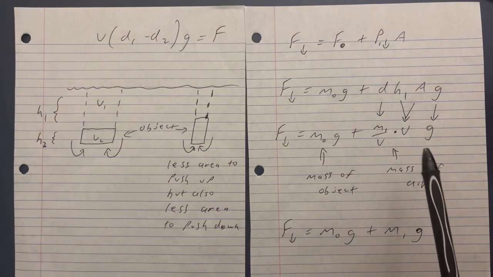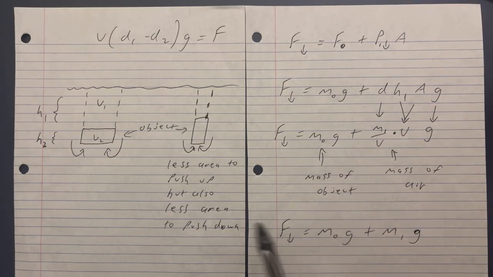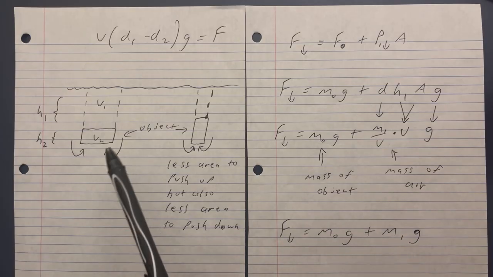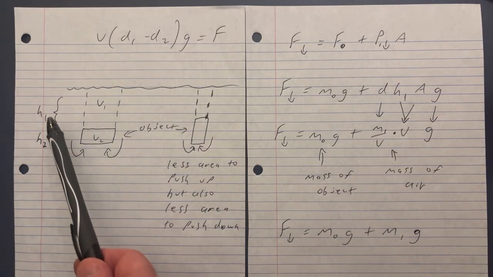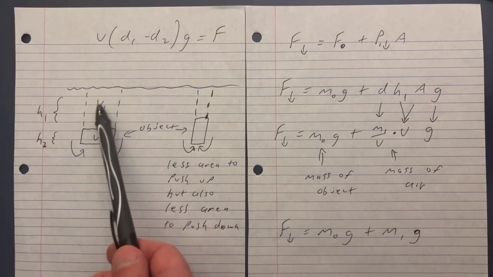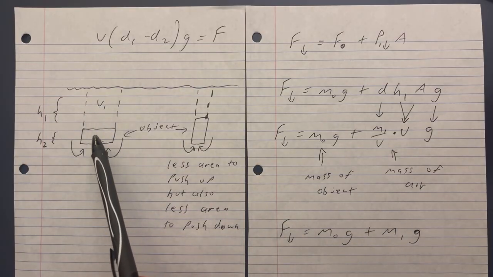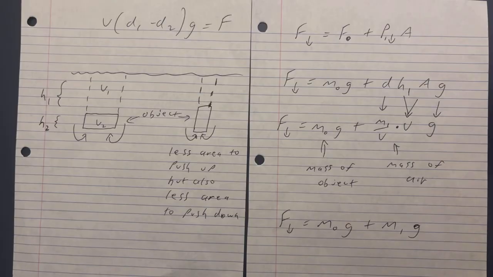Go through the algebra right here, and we end up with the force pushing down equals the mass of the object times gravity, plus M1, which is the mass of the air that occupies volume 1, that is also height 1, times gravity. So it's all the air, that column of air pushing down on the object, plus the force of the object itself pushing down. On the next page, I'll show the force pushing up.